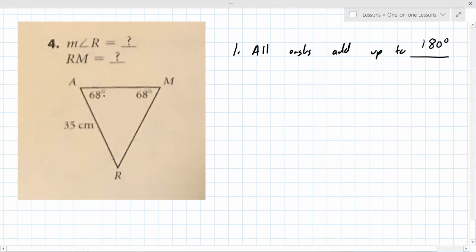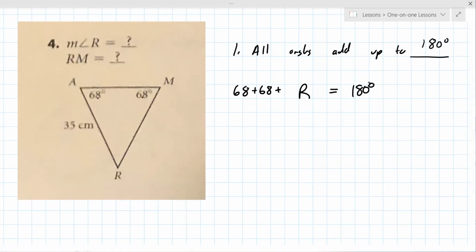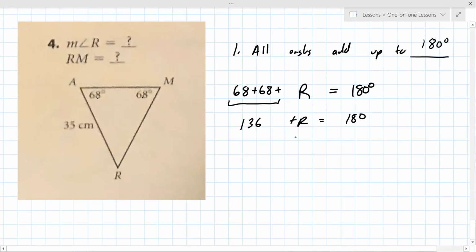So we know that 68 plus 68 plus, I'm just going to write R for now, has to equal 180 degrees. So we're solving this for R. You add these two numbers together, you get 136 plus R equals 180. Subtract 136 from both sides and you get R equals 44 degrees. So this is 44 degrees. Okay, so this whole adding up to 180, that's got to be super clear.